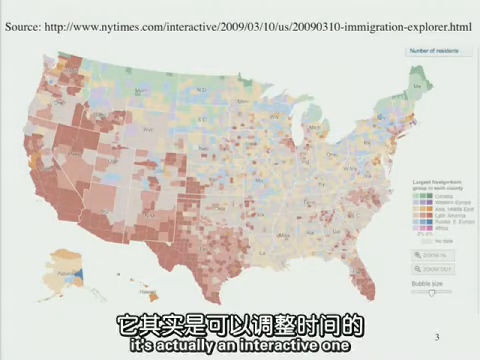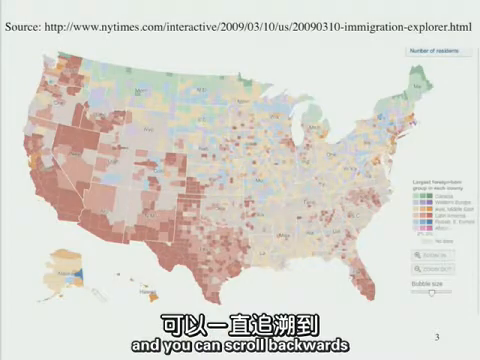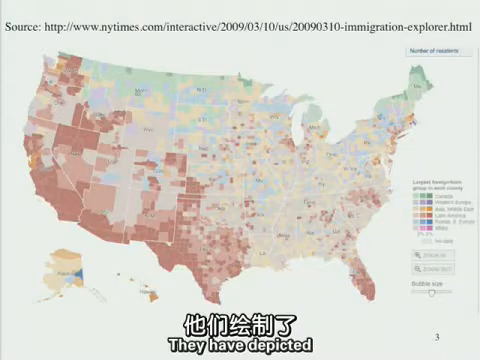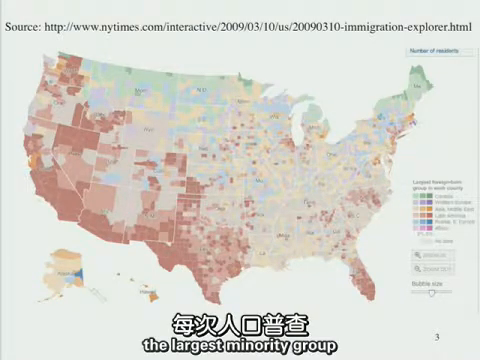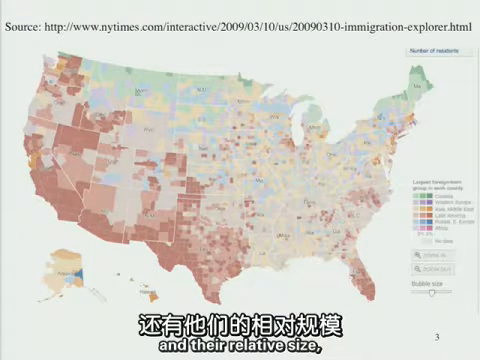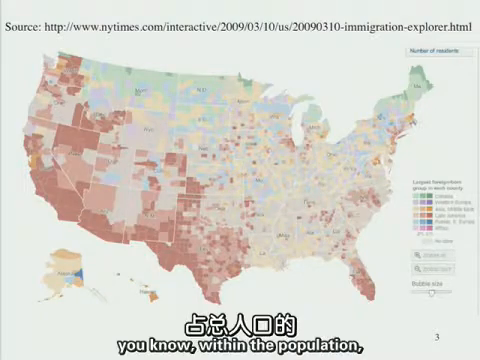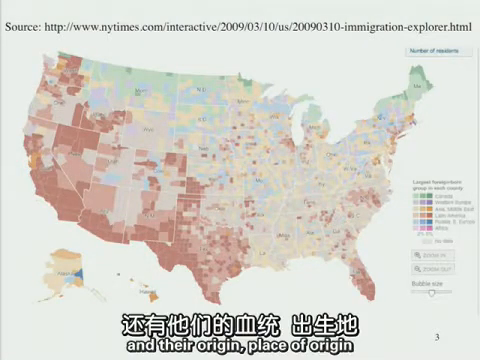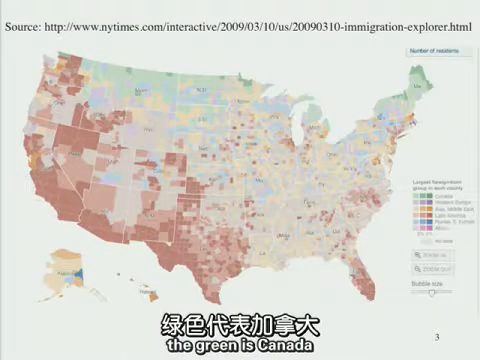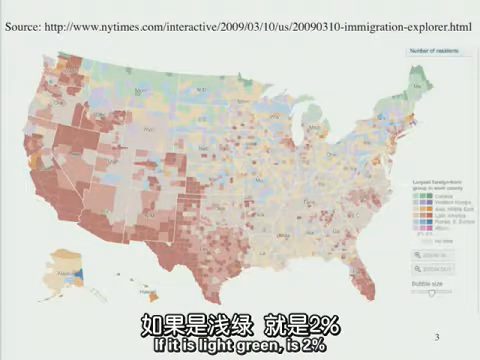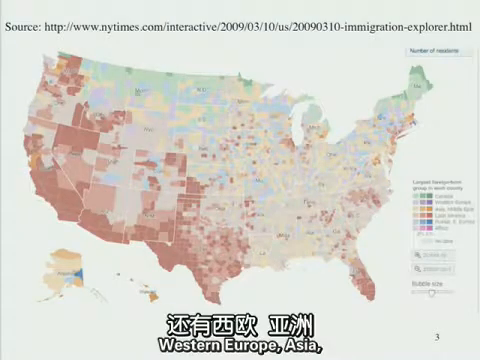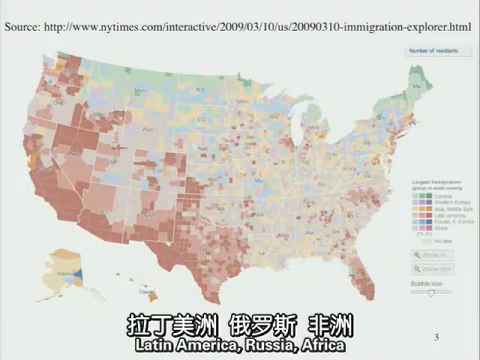If you go to the website, it's actually an interactive one, and you can scroll backwards in time to 1880. They have depicted the largest minority group at each census in each county and their relative size within the population as a percentage, and their place of origin. So this is 2000, and the green is Canada. If it's a light green, it's 2%. If it's a darker green, it's like 5% or something like that. Western Europe, Asia, Latin America, Russia, Africa.